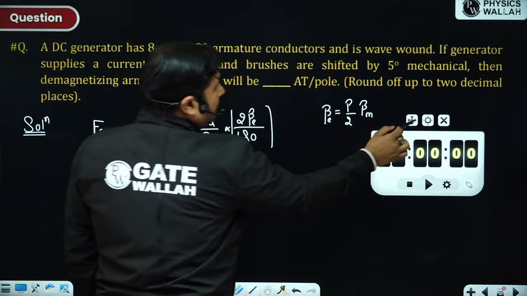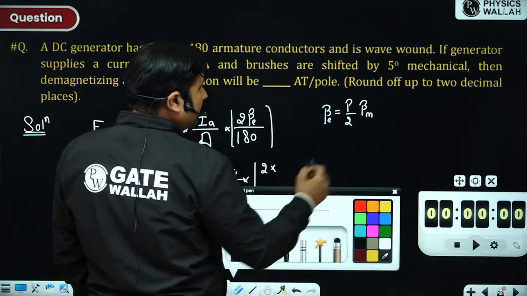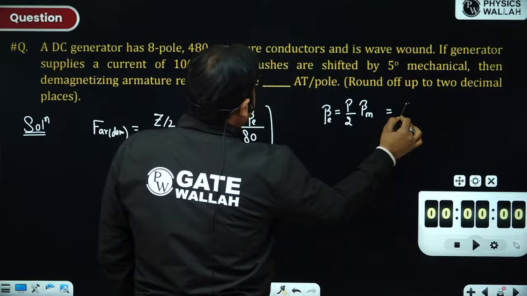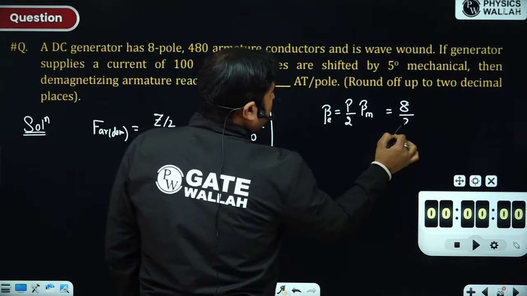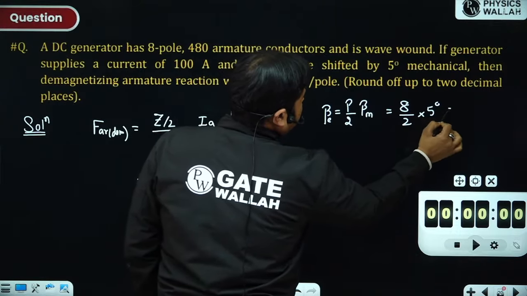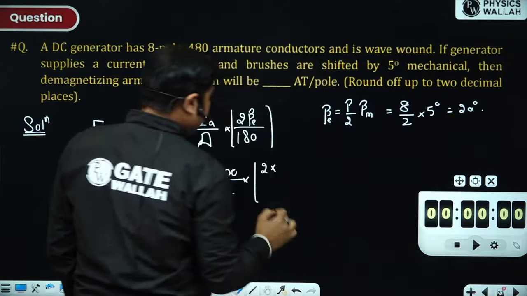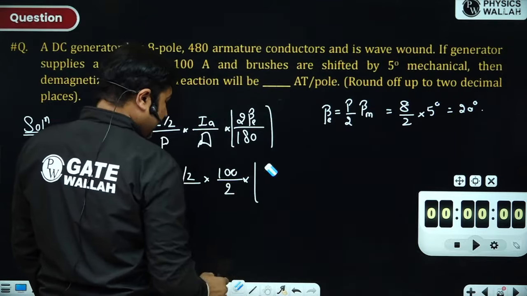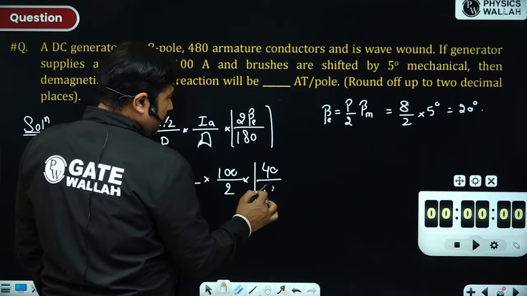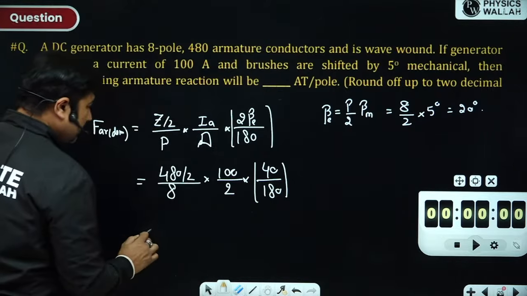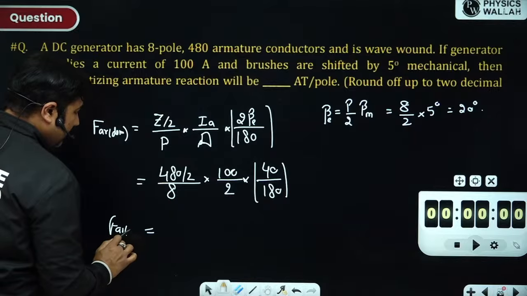So beta mechanical is given to you. What is beta mechanical given? This machine is of 8 pole. So beta mechanical is 5 degree, so 20 degree. So this would become 40 by 180. Is it okay? Now you can easily calculate FAR demagnetizing.